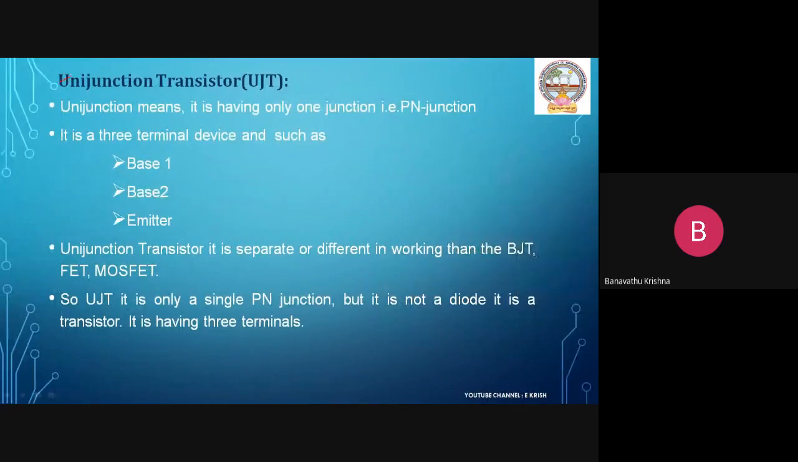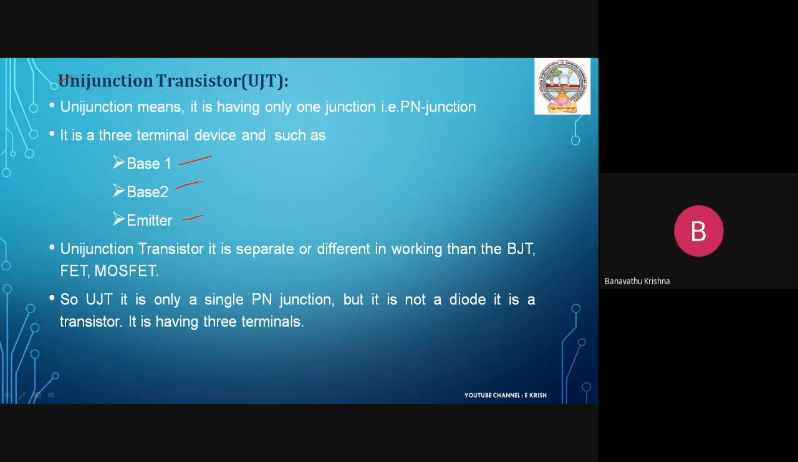Okay, Uni-junction Transistor. Uni-junction means it has only one junction, that is a PN junction, and it is a three-terminal device. The three terminals are base 1, base 2, and emitter.